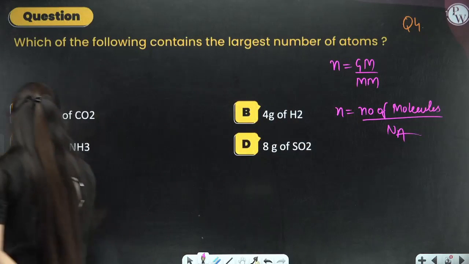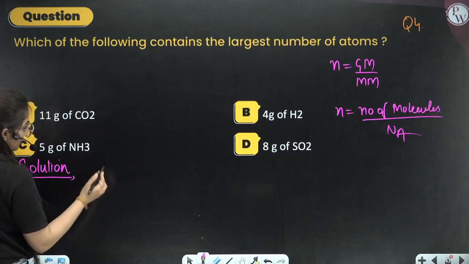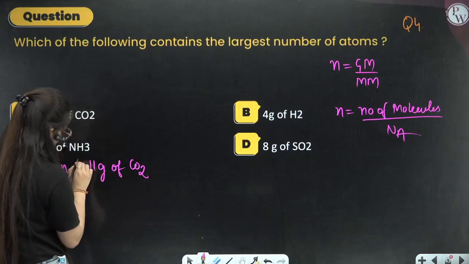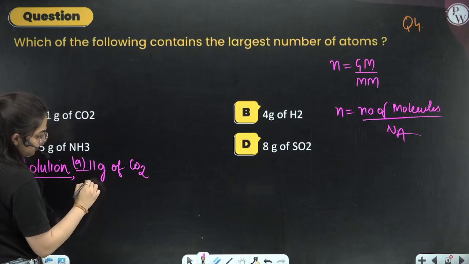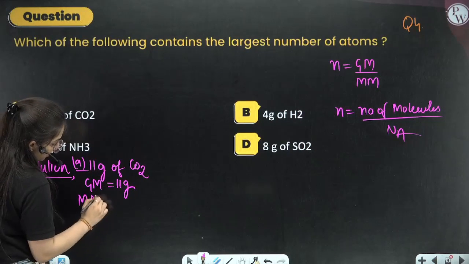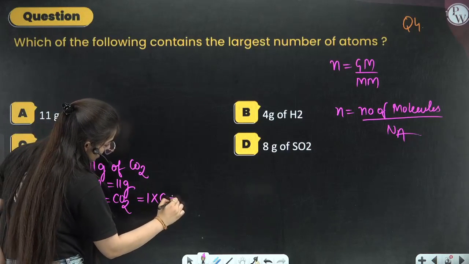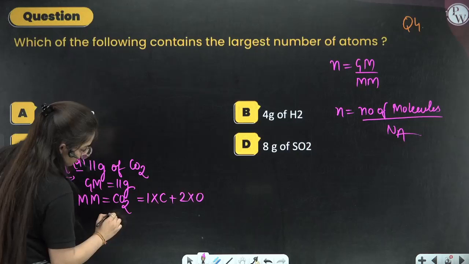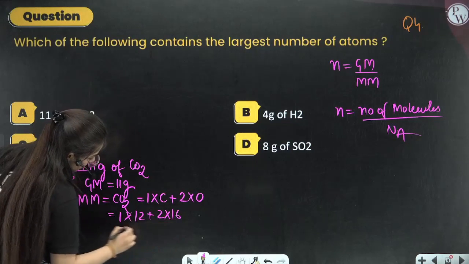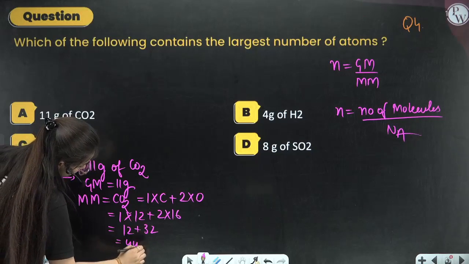See, let us see the A part. A part is 11 grams of CO2. That means given mass is 11 grams. What is molecular mass for CO2? For CO2 you can calculate 1 carbon, so 1 into carbon mass, 2 oxygen, so 2 into oxygen mass. 1 into carbon mass is 12, 2 into oxygen mass is 16. So this comes out to be 12 plus 32, that is 44 grams.